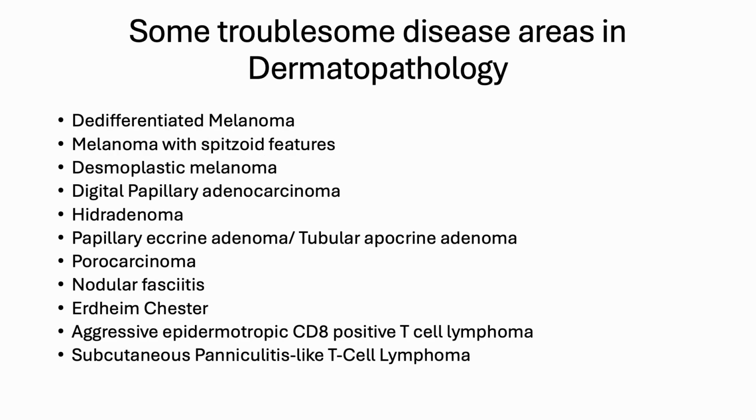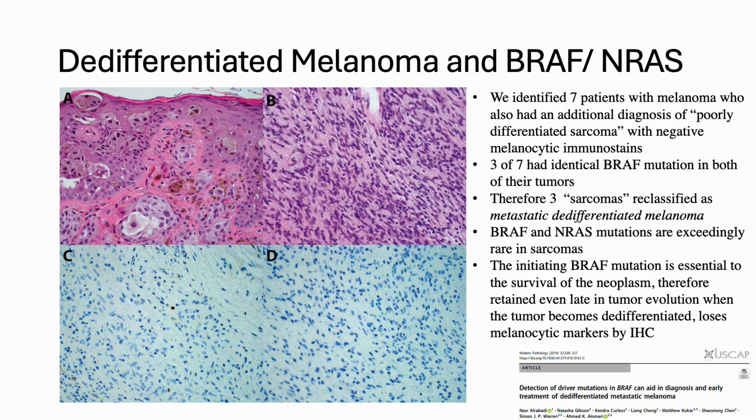So I want to focus on some particularly troublesome areas in dermatopathology: dedifferentiated melanoma, melanoma with spitzoid features, desmoplastic melanoma, digital papillary adenocarcinoma, hydroadenoma, papillary eccrine adenoma, porocarcinoma, nodular fasciitis, Erdheim-Chester disease, aggressive epidermotropic CD8 positive T-cell lymphoma, and subcutaneous panniculitis-like T-cell lymphoma.